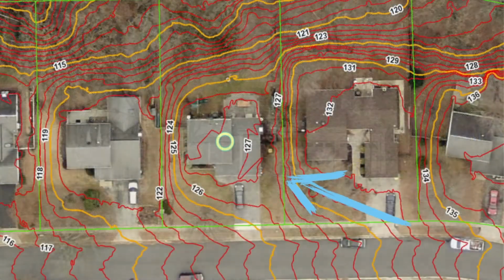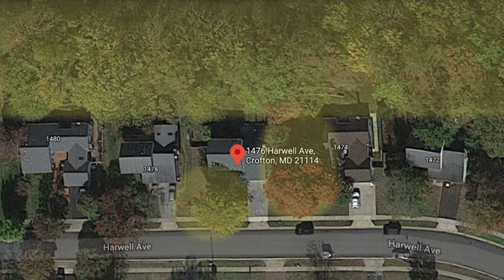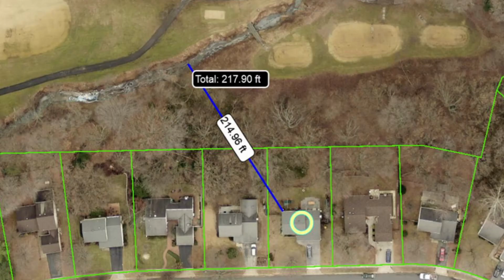We discovered that this property is likely to have some significant slopes with water draining towards the resident's home. We also have found that the soil profile is predominantly type B with moderate to high infiltration rates. We can also see from the satellite image that the resident's home is under heavy canopy coverage, at least in the back and side yards. We also have noticed that the site is very close to a stream.